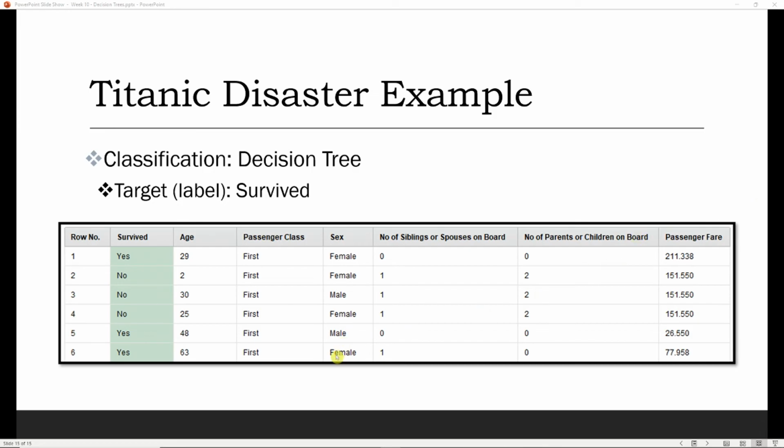If we take a look at this sample of data, we have six records here of passengers. You have the survived field, which indicates whether or not they survived, so a value of yes or no. The age of the passenger, the class of the passenger, so first, second, or third. The sex of the passenger, whether they were female or male. The number of siblings or spouses they had on board, which is an integer. The number of parents or children they had on board, and finally the passenger fare.